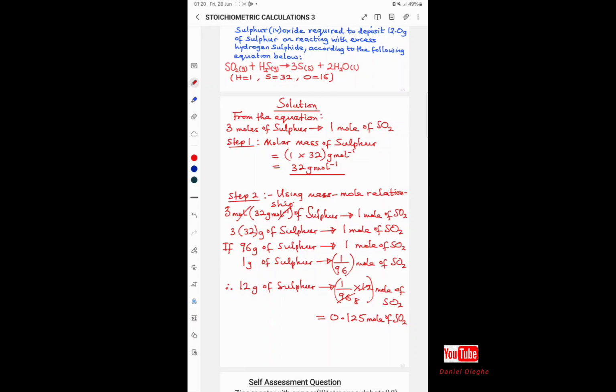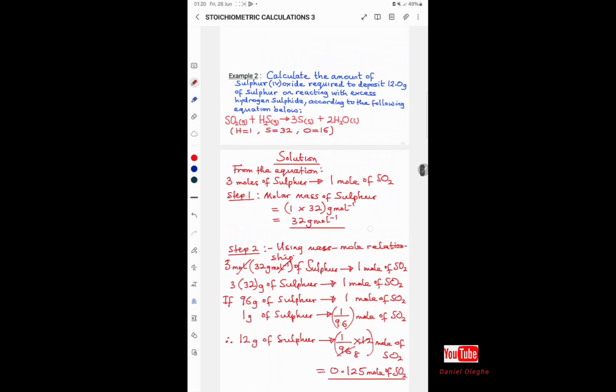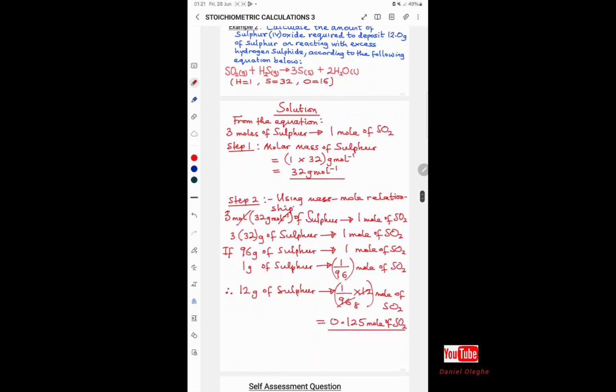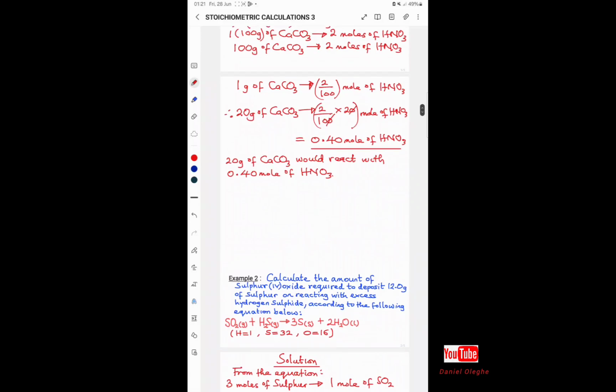So the 96 grams of sulfur is produced by 1 mole of sulfur oxide, and by proportion 12 grams of that sulfur which was put into reaction will be produced by 0.125 mole of sulfur oxide. We have used mass to mole relationship to solve this. So that is how to go about stoichiometric calculation using mass to mole relationship.